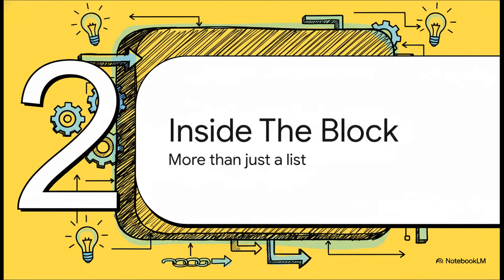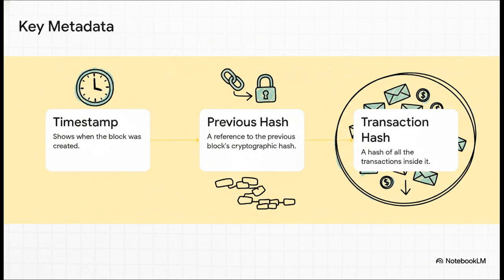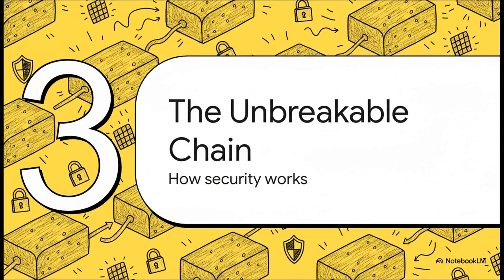But here's the thing. A block is way more than just a simple list of transactions. Its real power comes from the other information that's packed inside. So let's pop the hood and see what's going on in there. Every single block has three key pieces of metadata. First up, you've got a timestamp, which tells you exactly when it was created. Second, and this is absolutely crucial, it contains the unique cryptographic hash of the block that came right before it. And third, it has its own hash, which is like a unique fingerprint for all the transactions inside that specific block.